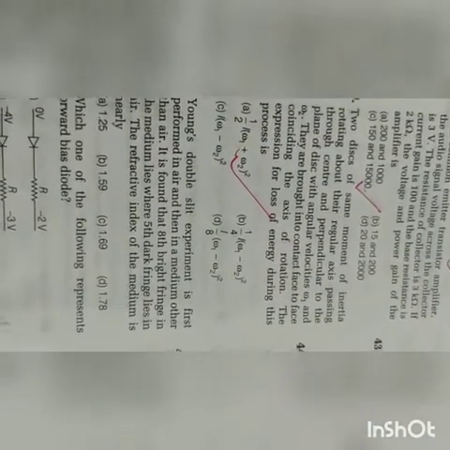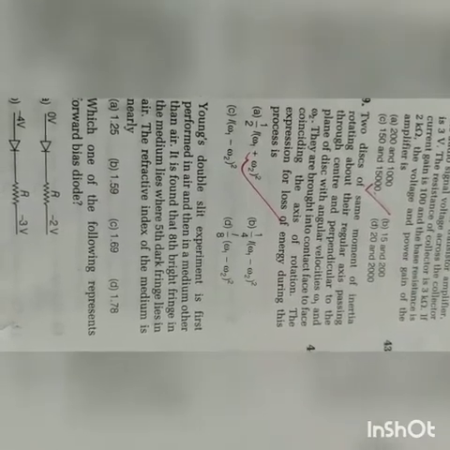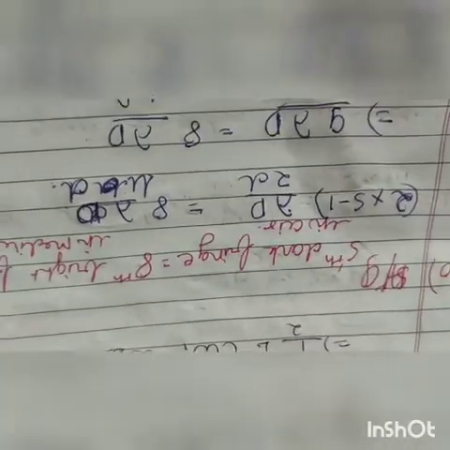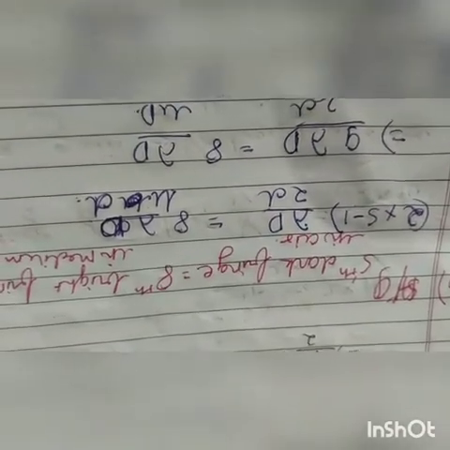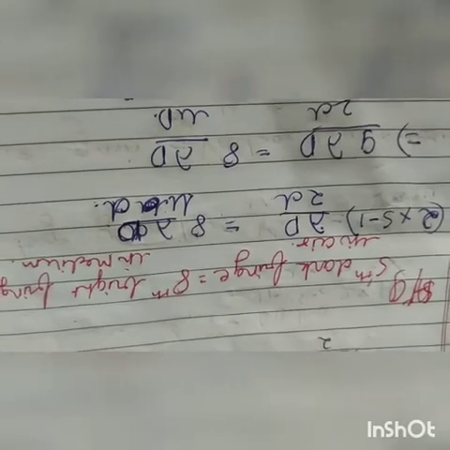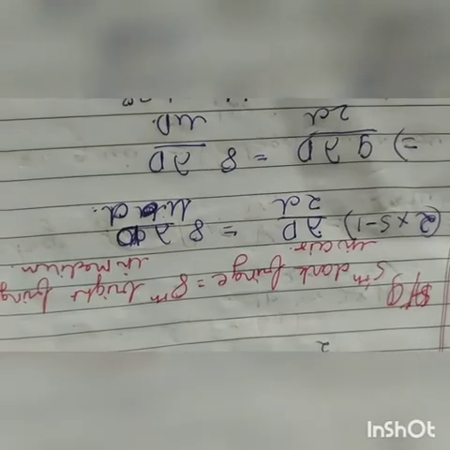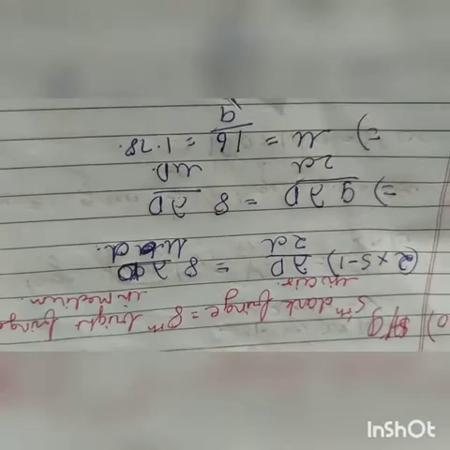Now question number 40. Young's double slit experiment is first performed in air and then in a medium other than air. If it is found that the 8th bright fringe in the medium lies where the 5th dark fringe lies in air, the refractive index of the medium is nearly. It is clearly given that the 5th dark fringe lies in air and the 8th bright fringe lies in the medium. We know that for dark it is (2n minus 1) lambda D by 2d, and for bright it is n lambda D by d. We will just add mu. After putting all the values we get mu equal to 1.78. So here is our correct option, 1.78.